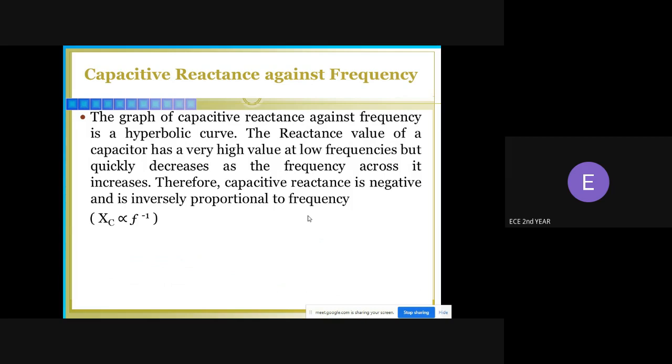The reactance of a capacitor has a very high value at low frequency, but quickly decreases as the frequency across it increases. Therefore, capacitive reactance is negative and is inversely proportional to the frequency, right? So XC equals 1 by 2 pi FC. So XC is inversely proportional to the frequency.